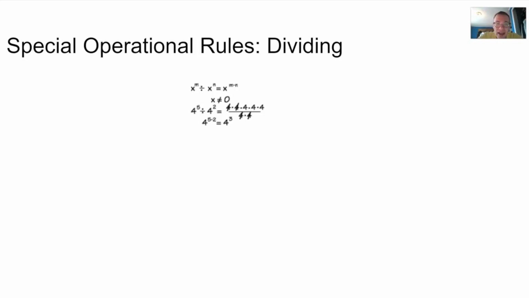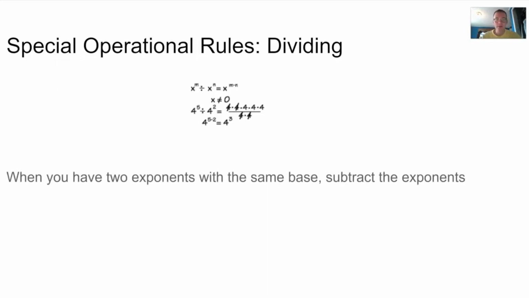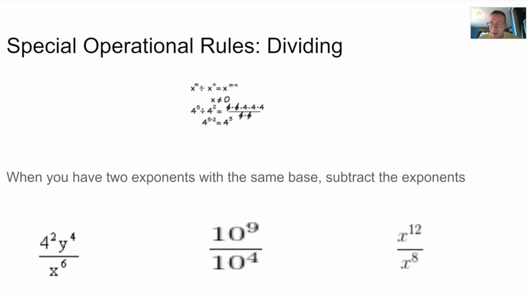But how could we also get that? We just subtract those exponents. The fifth minus the second, 5 minus 2 is 3. When you have two exponents with the same base, subtract the exponents. Here, we can't really do anything because we don't have the same base. Y and x, that's not the same base, so this is actually done. There's not much we can do there. Here we do have the same base. 10 to the ninth divided by 10 to the fourth. The answer is 10 to the fifth, 9 minus 4. Similarly, here we have x. X is a base. 12 minus 8 is 4, so the answer would be x to the fourth.